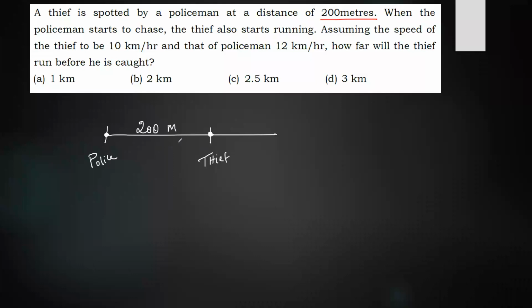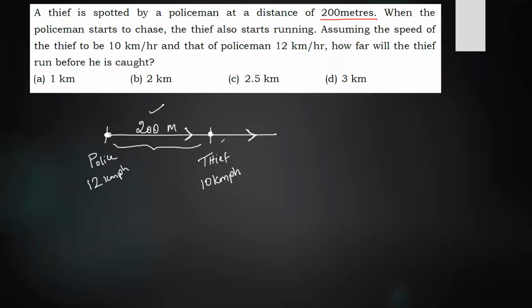So when the policeman starts to chase, the thief won't stand there, right? He also starts running, so both will run. In the same direction or the opposite direction? In what direction do you need to move to catch a thief? Same direction, right? Okay. The thief is at 10 km per hour speed. Definitely the police should be faster than that, then only can we catch the thief.